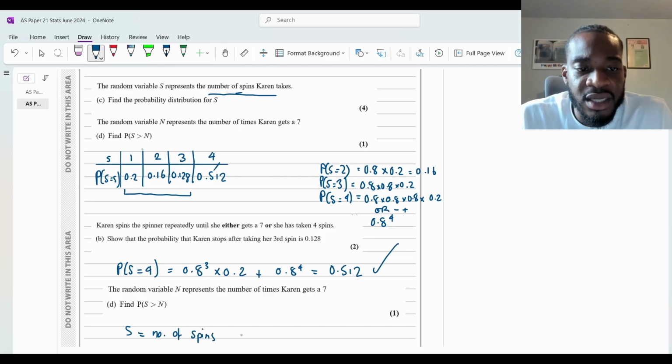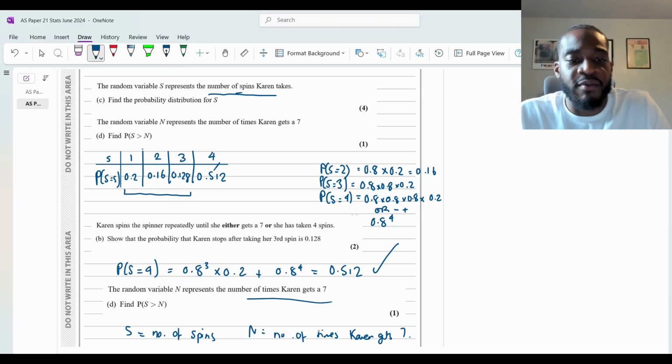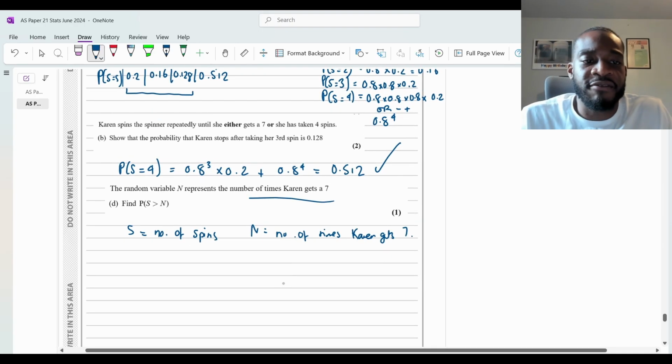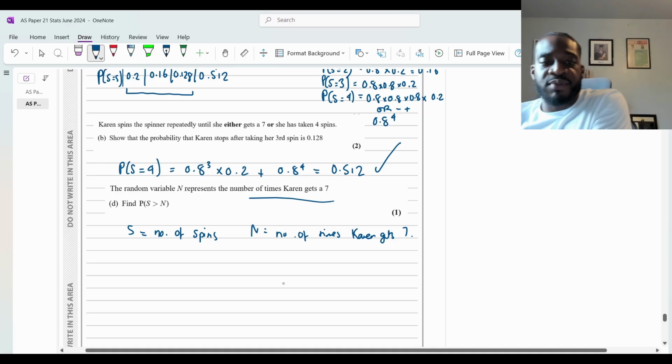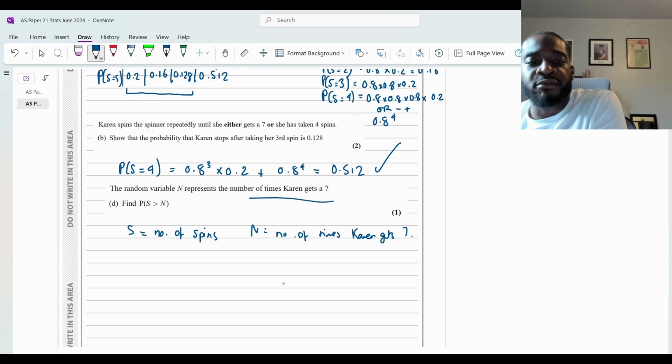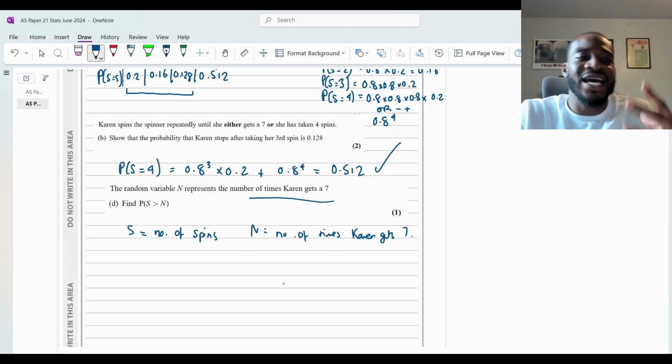The number of spins, and N is the number of times she gets a 7. So the question is asking me to find the probability that the number of spins is greater than the number of times she gets a 7. Well, how can she get a 7?